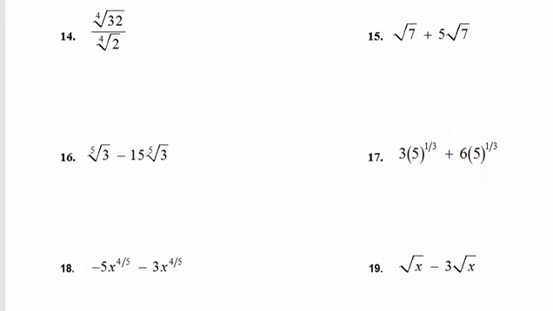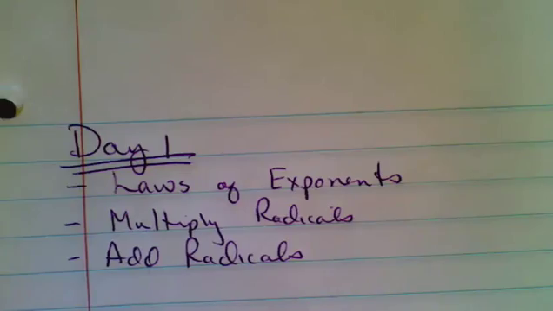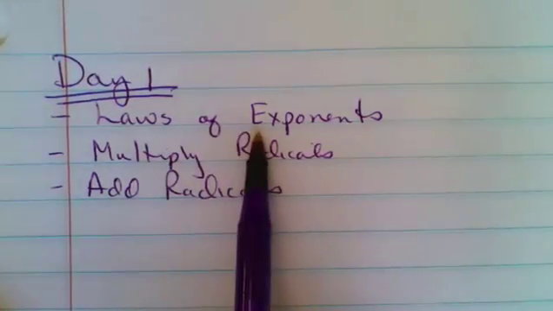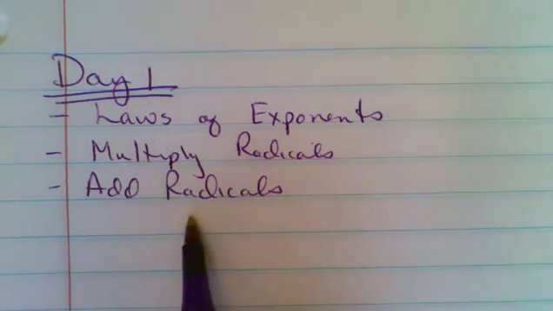And then the last thing you needed to be able to do is you needed to be able to add radicals, which just means really you're adding like terms. Okay, so I just want to go through a couple different examples of those three properties: laws of exponents, multiplying radicals, and adding radicals. So let's start with laws of exponents.